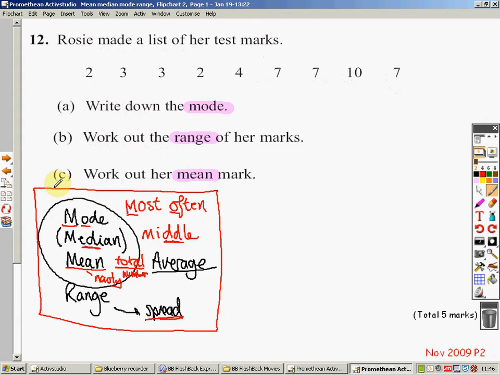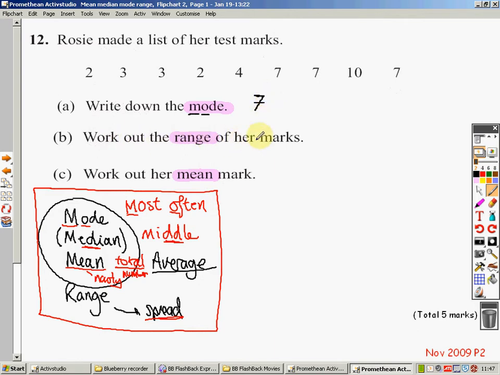So write down the mode. Straight away then, M-O, most often. Which number is coming up the most often? I've got 2 2s, 2 3s, 1 4, a 10, 1 2, 3 7s. There we go, just spotted it. There are 3 7s, so the mode is 7.